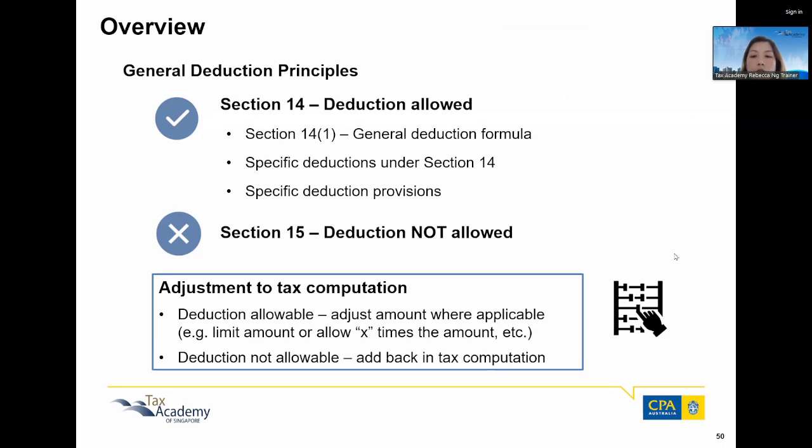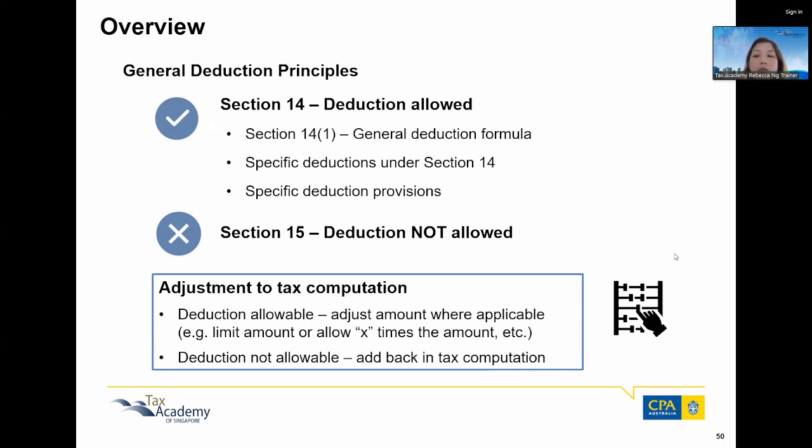So in GIS, we have to claim a deduction on the expenditure. It must be allowable under Section 14 and not disallowed under Section 15. That means if the expense is allowable under Section 14, we must make sure that it is not caught under Section 15. All right.